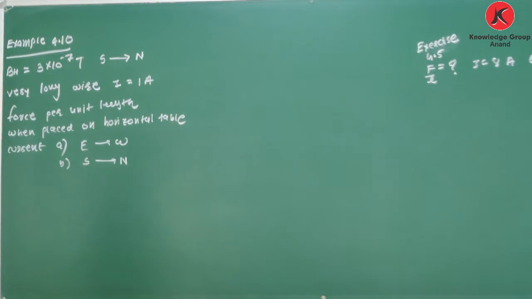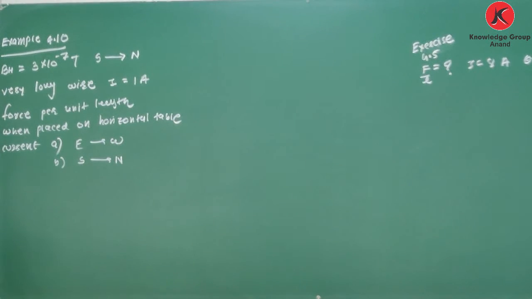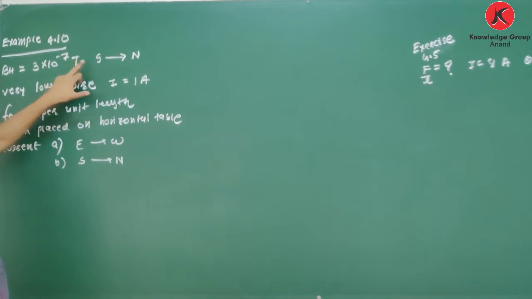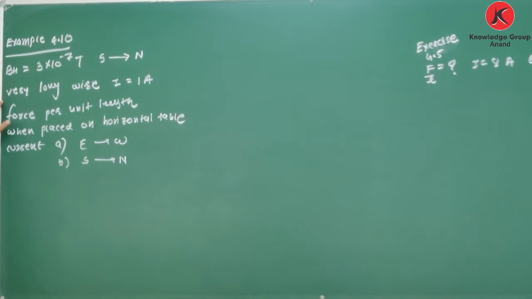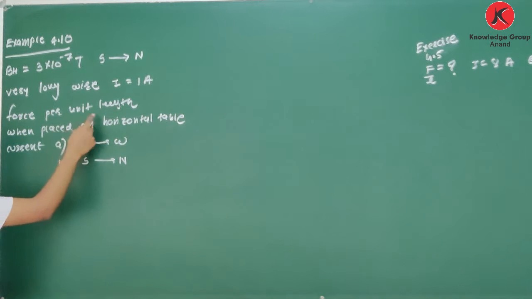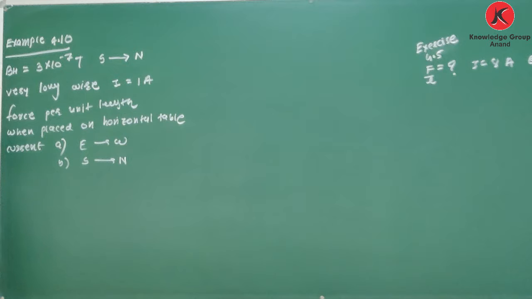Now we will see some questions. See, example 4.10. Earth behaves as a magnet and its magnetic field, horizontal component B, is 3 into 10 raised to minus 7 Tesla, from geographical south towards geographical north. A very long wire carrying current I is equal to 1 ampere is placed on a horizontal table. You have to find the force per unit length when current is flowing from east to west and south to north. What is the equation of force?